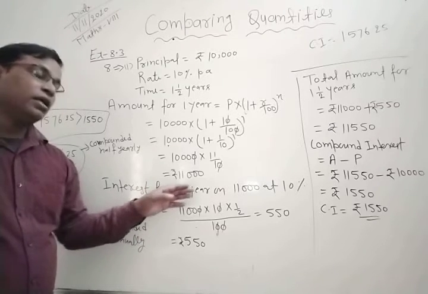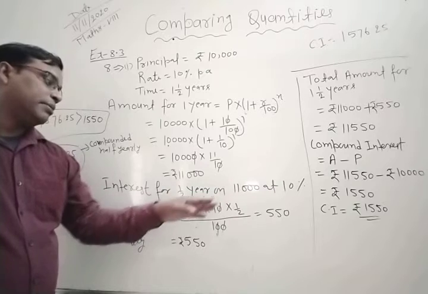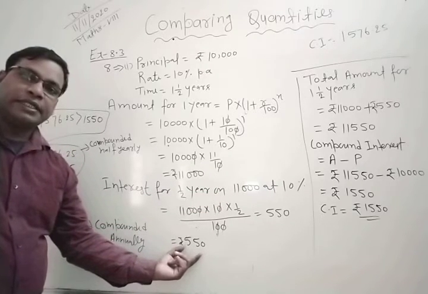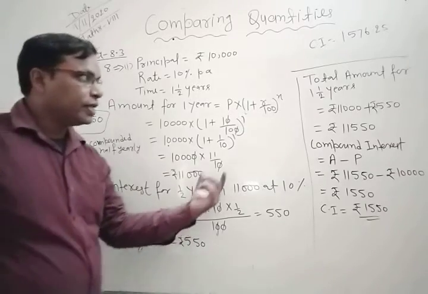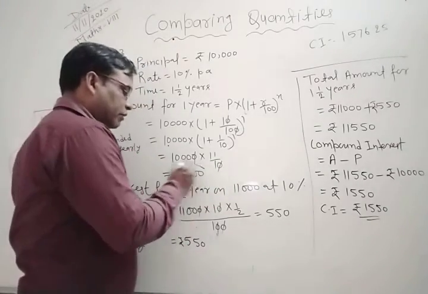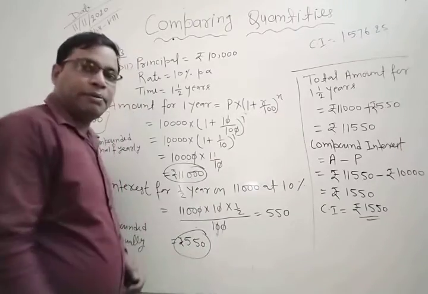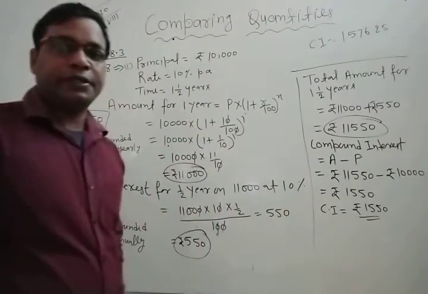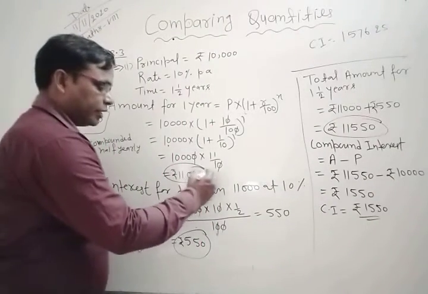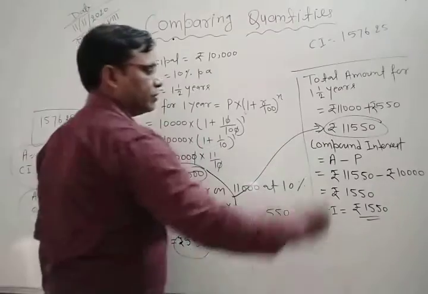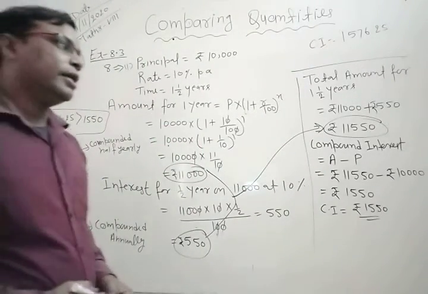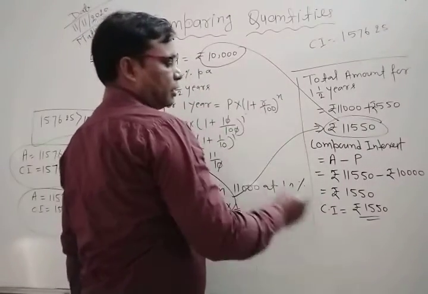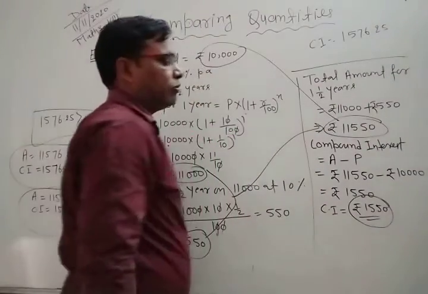Interest for half years on 11,000 at 10%. So here you can see this is 550 rupees interest. When we add this amount, 11,000 and 550, it becomes 11,550. Clear? Now we subtract the principal from this amount, and then we obtain the compound interest.